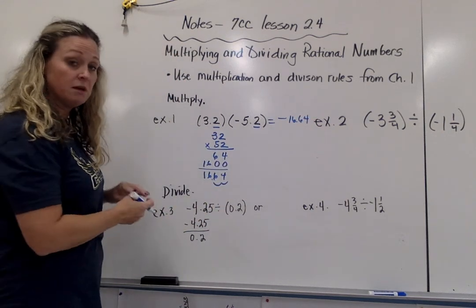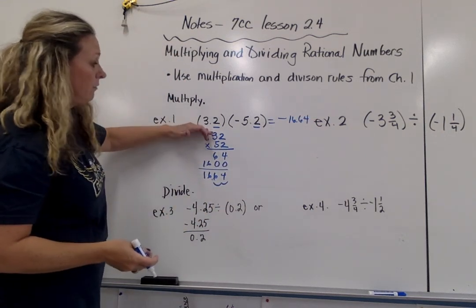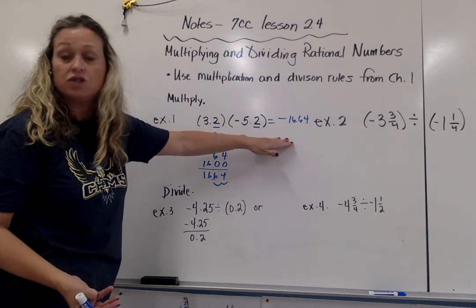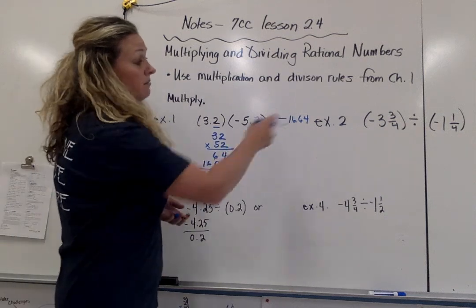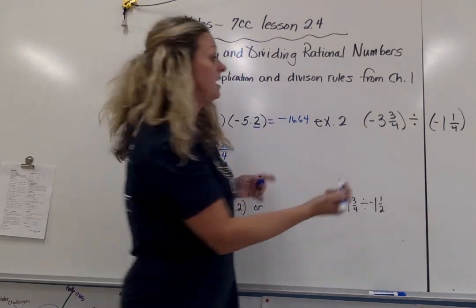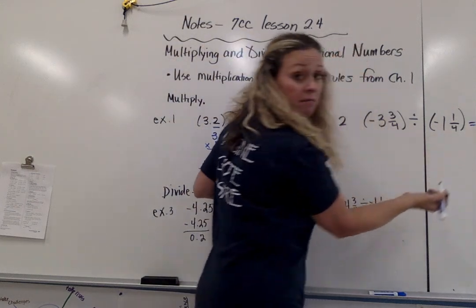I can also use estimation to help. I have about 3 times about -5. My answer is about -15, which is true. In example 2, I'm going to multiply again. A negative times a negative is a positive, so I know my answer is going to be positive.